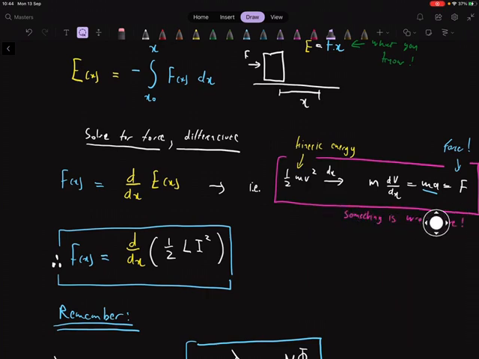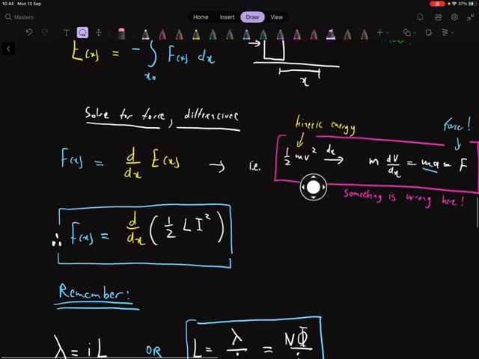So please try and do this. Try to get from kinetic energy to MA, force. From the kinetic energy derivative to force. Okay, just try to do that. And remember, it's your x derivative.